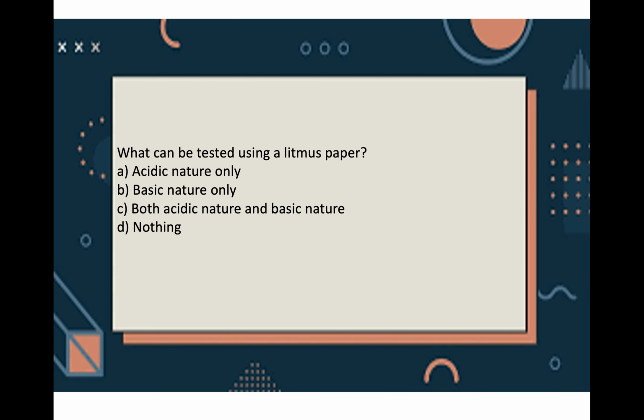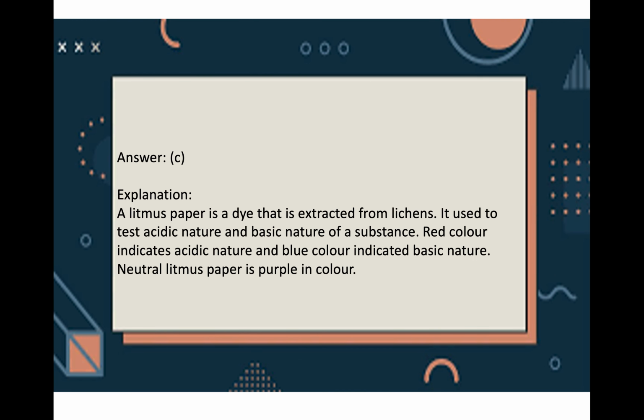Now next question is, what can be tested using a litmus paper? Acidic nature only, basic nature only, both, nothing. So the option is C. So what is litmus paper? It is a dye which is extracted from lichens, used to test the acidic or basic nature of a substance. If it is red in color, it indicates acidic nature, and blue color will indicate a basic nature. Neutral litmus paper is purple in color.